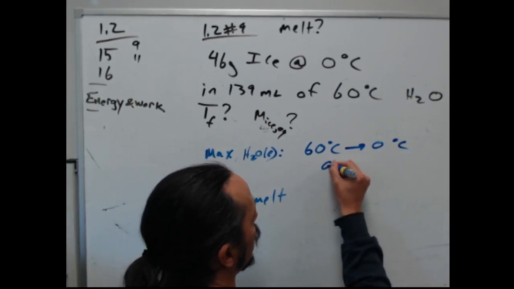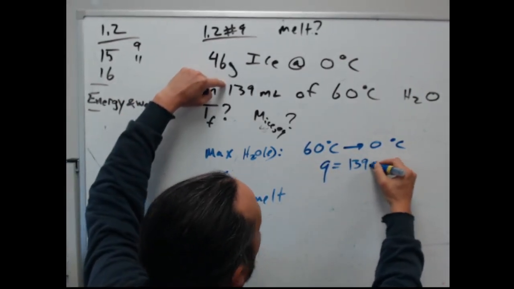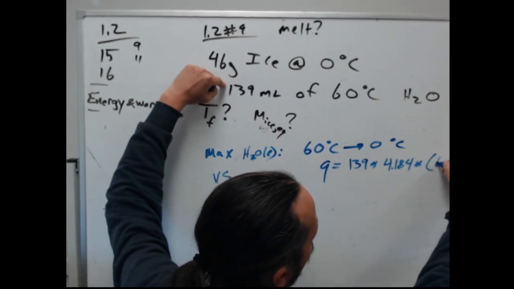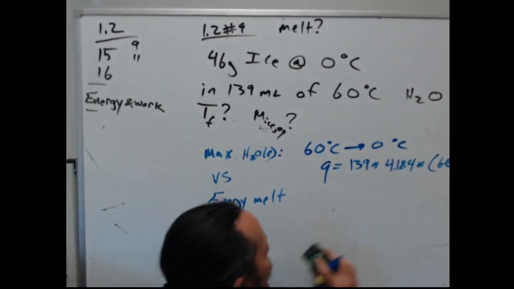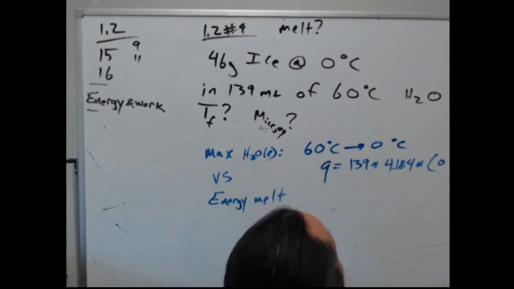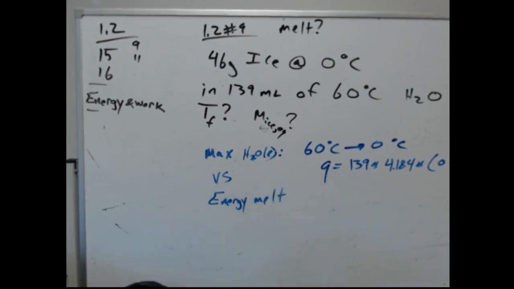So this is going to be Q equals mC delta T. Our mass is going to be the 139. Our C is going to be 4.184. Our delta T is going to be 60 minus 0. Isn't it 0 minus 60? It is. You are right. Final minus initial. Thank you. 0 minus 60. This should be losing energy, so I probably would have caught it when I got a positive Q here. I would have scratched my head and said, wait, why is my system cooling off, gaining energy? It should be an exothermic system. Good catch.